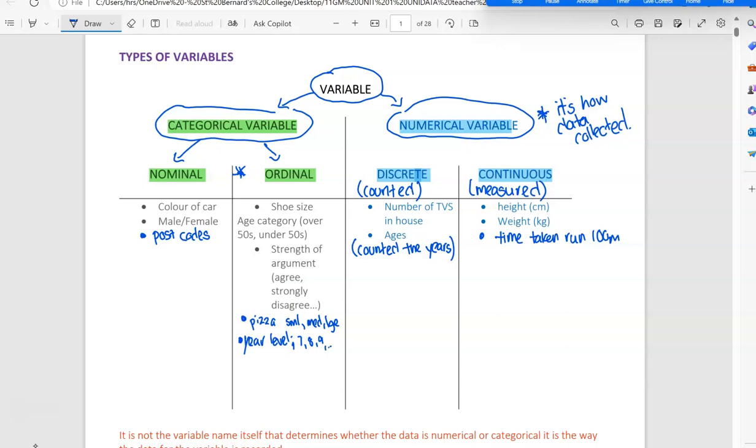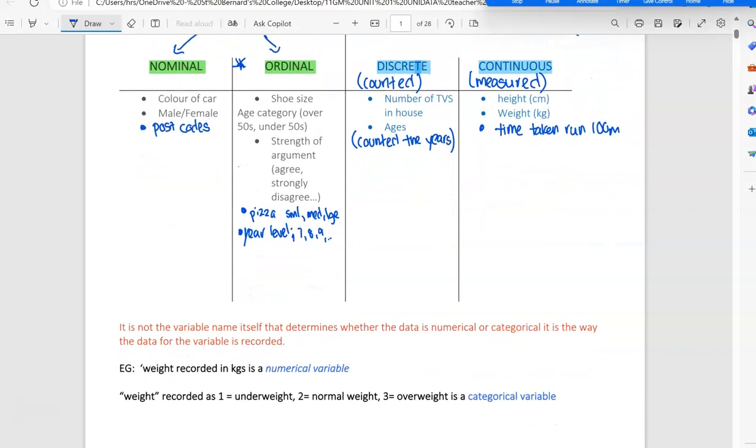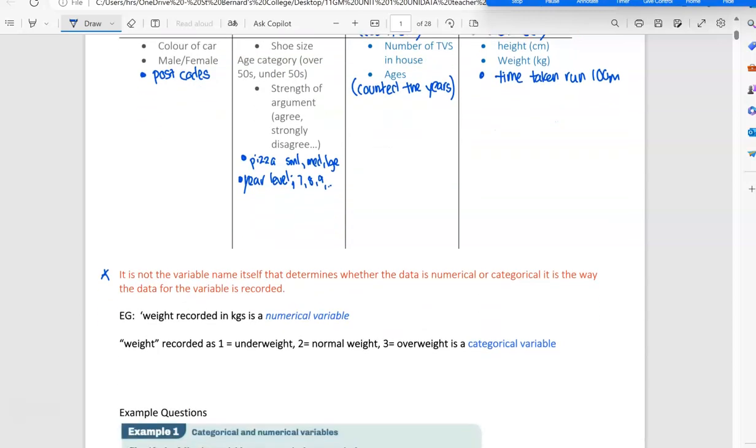We'll go through some examples, and you'll see you have to be really careful. So this little note here: the variable name itself doesn't tell you whether it is numerical or categorical. It's the way it was collected or recorded. I remember with shoe size, you'd see on your collecting sheet a 7, 8. That looks like a number, but it's not numerical data. It's actually categorical. So we've put an example here. We might have had 2 surveys.